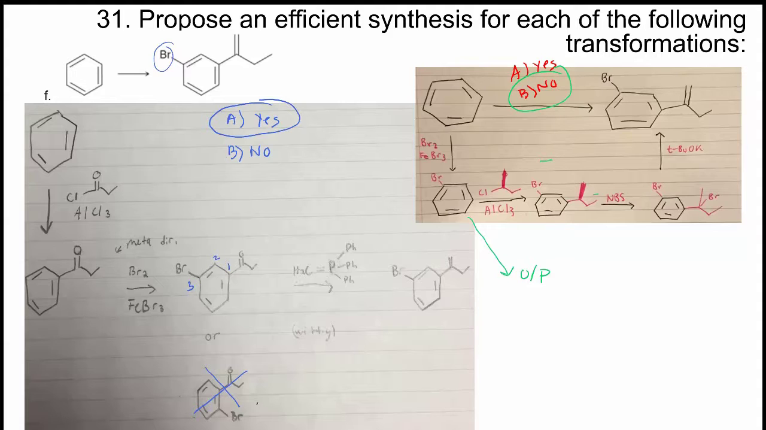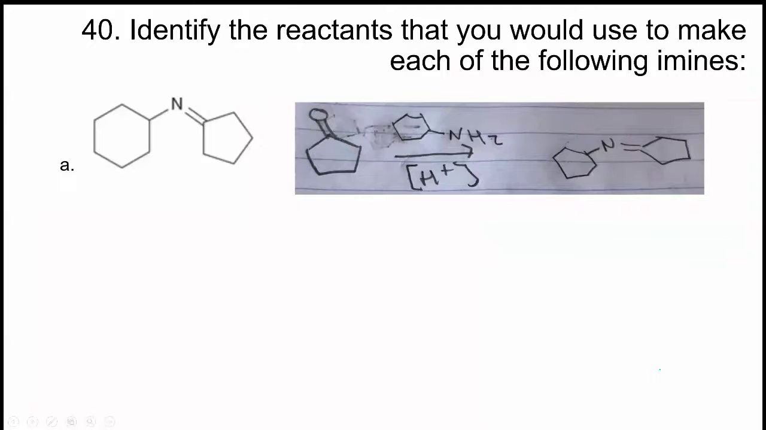Going forward from here, if you actually were able to get this direction, the NBS step works, and then the t-butoxide step will also give you that product. So the only problem was the directing effects on that one. Are there any questions there? All right, so this one is asking to identify reactants for each of these imines. So this is just the one here. Can you make this imine, letter A here, using the following reagents?